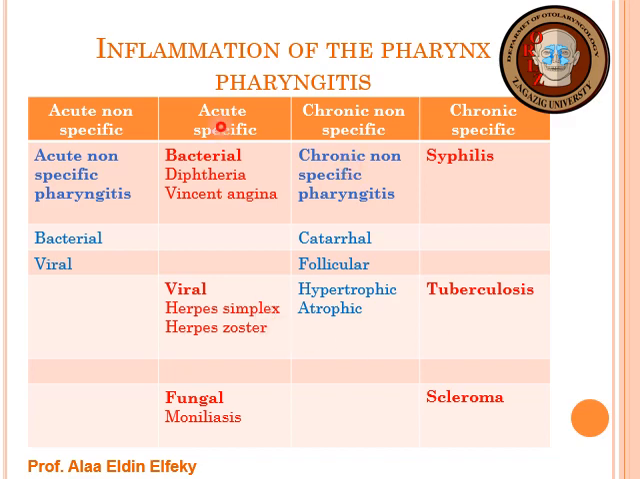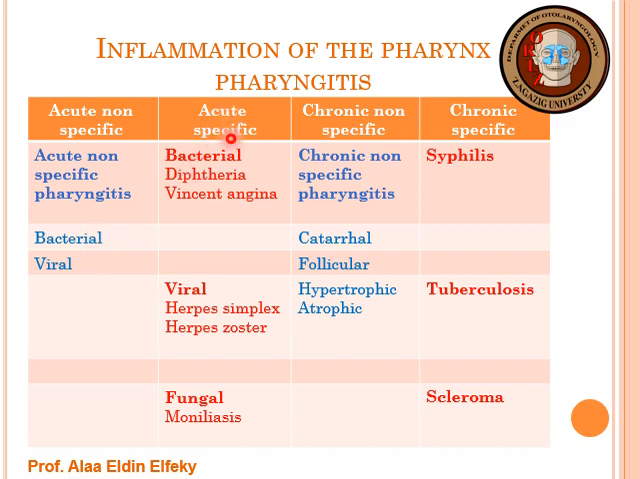Now we will review inflammation of the pharynx. Inflammation of the pharynx is called pharyngitis. This may be acute non-specific, acute specific, chronic non-specific, or chronic specific. Acute non-specific pharyngitis may be bacterial or viral.